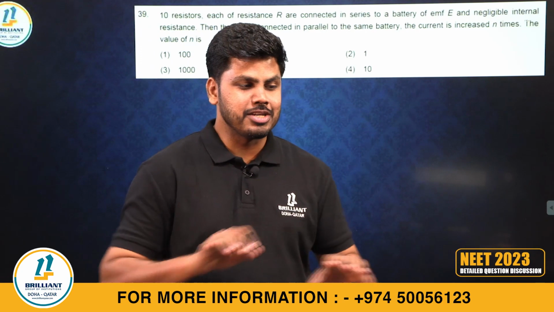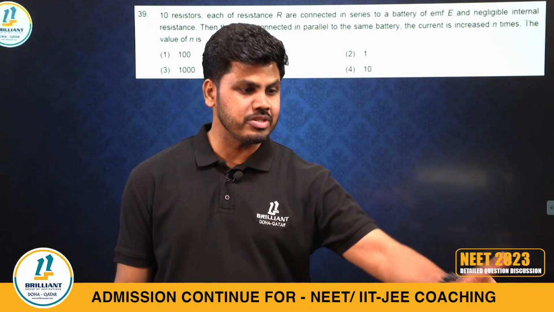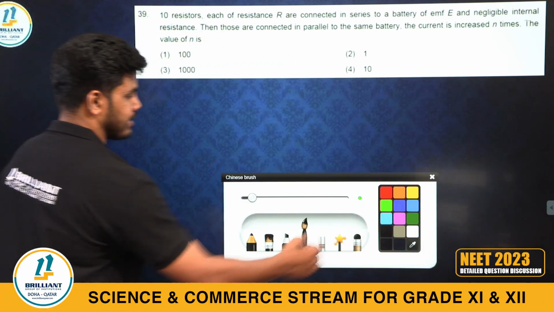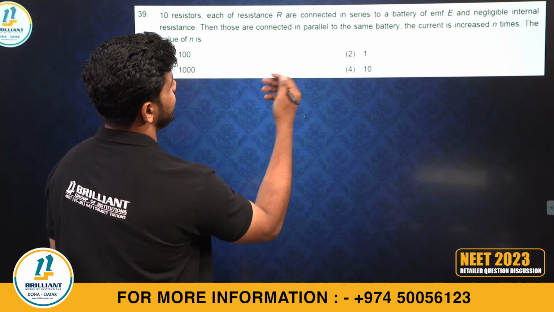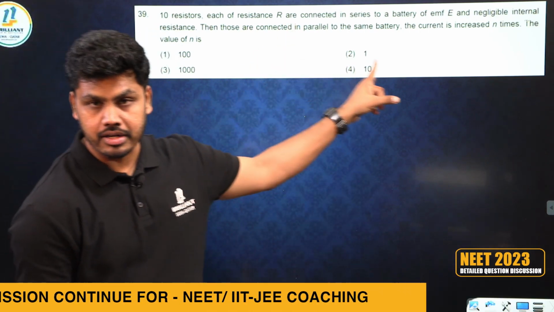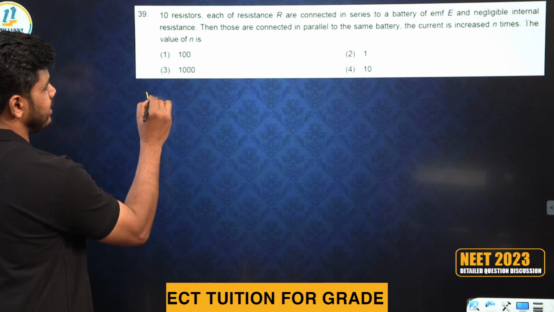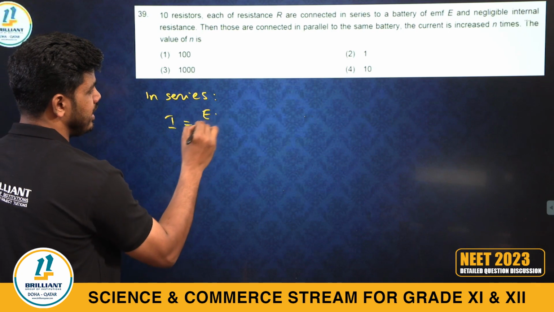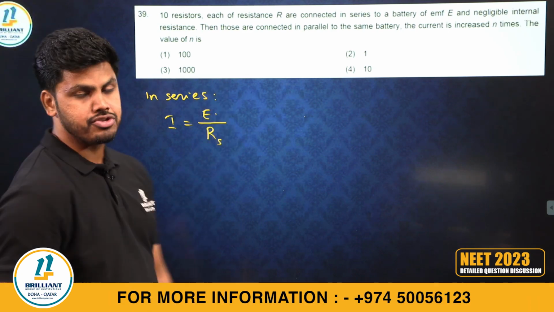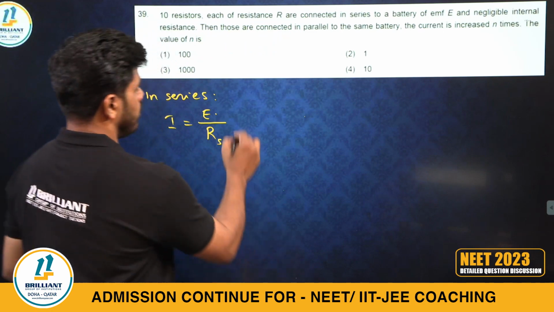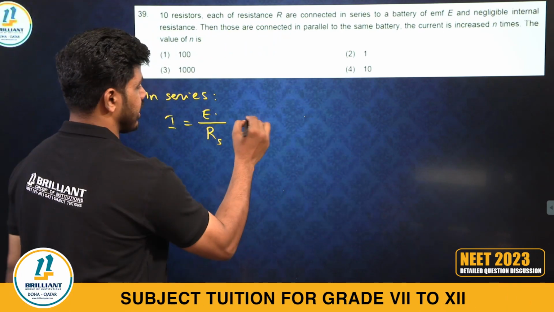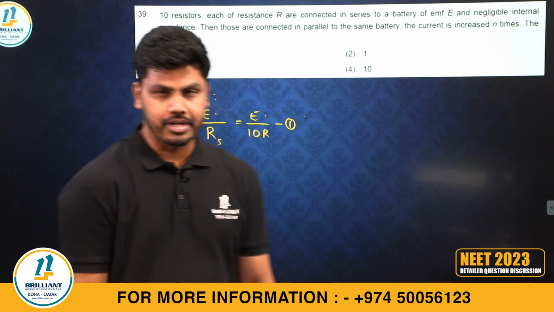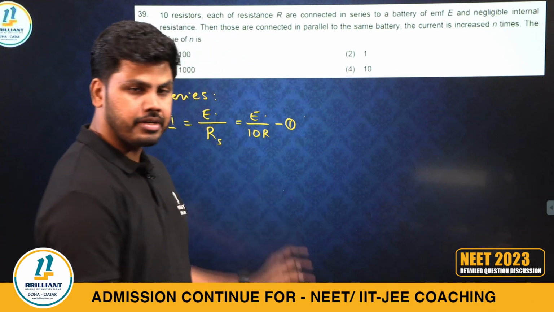See, that complication of internal resistance is reduced. You are allowed to neglect the internal resistance of the cells, and we will connect 10 identical resistors, each of resistance R, in series first. So in series combination, what will be the current? I is equal to E divided by the equivalent resistance R. When you connect 10 resistors in series, we can say E divided by 10R will be the current in series combination, correct?